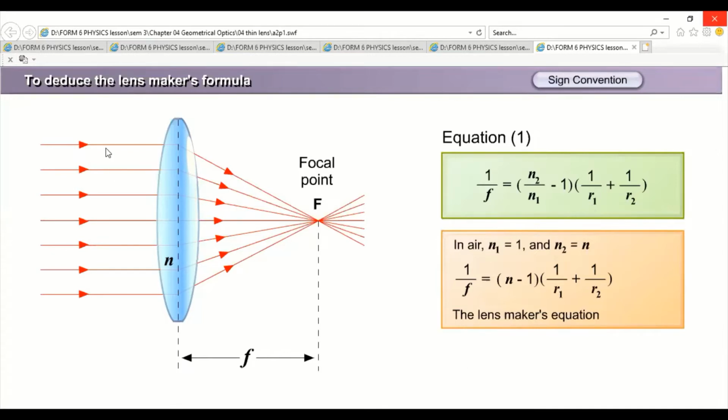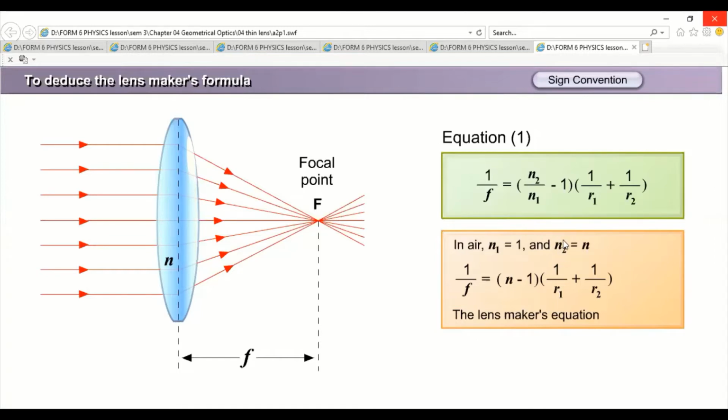Where the light goes from air to the convex lens, the refractive index for air, N1, is equal to 1, and N2 is equal to N, which is higher than the refractive index of air. Here we use the lens maker equation: 1 over F equals (N minus 1) times (1 over R1 plus 1 over R2).